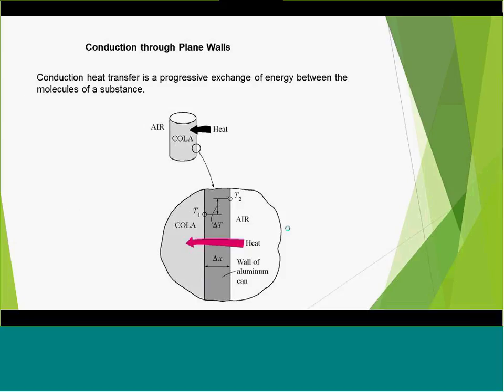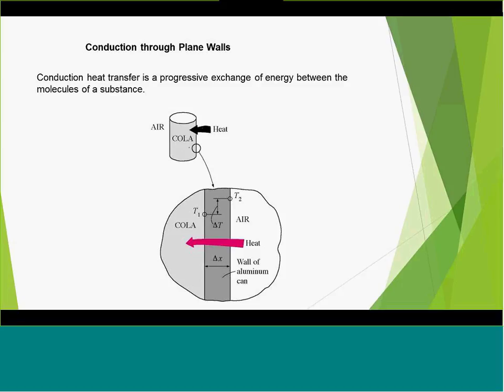Okay. Now we have a look at conduction, convection, and also radiation. So we're going to discuss a bit also in this part, under heat energy transfer. So, conduction through plane walls. Heat transfer is a progressive change of energy between the molecules of a substance.